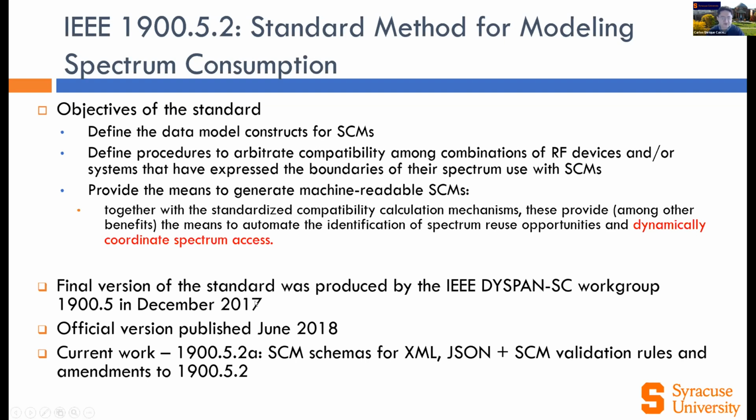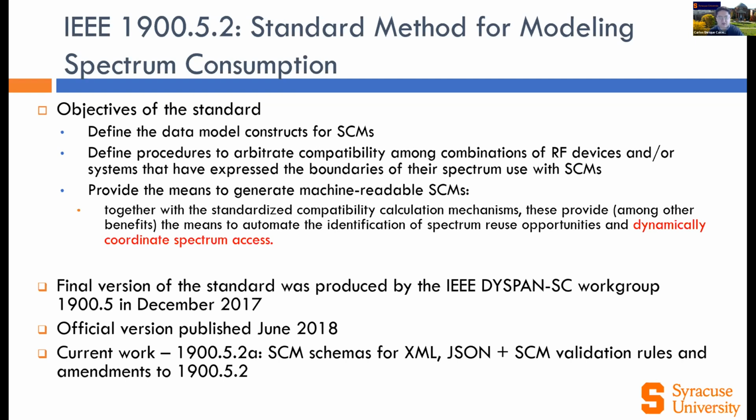So the first version, well, the current version of the standard, I should say, was released at the end of 2017. It's the 1900.5.2 standard. And the official version actually went to the public. So this is what the IEEE actually released to the public in May, June of 2018. So that's when you could buy it if you were looking into this.